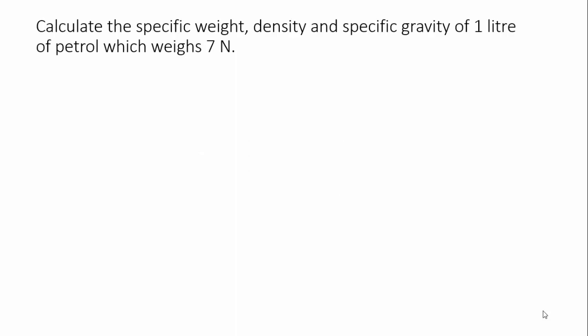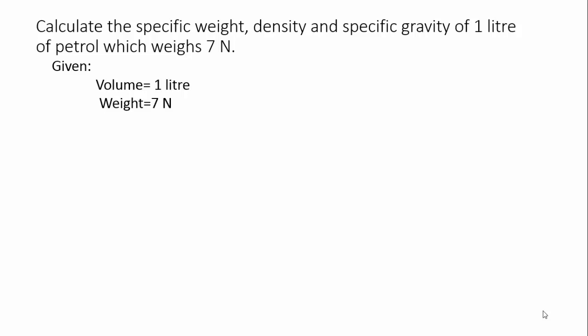Calculate the specific weight, density and specific gravity of 1 liter of petrol which weighs 7 Newton. So here some data are given, that is 1 liter of petrol and 7 Newton weight. So the volume is given as 1 liter and weight of that petrol is 7 Newton. We have to calculate three things: specific weight, density and specific gravity.